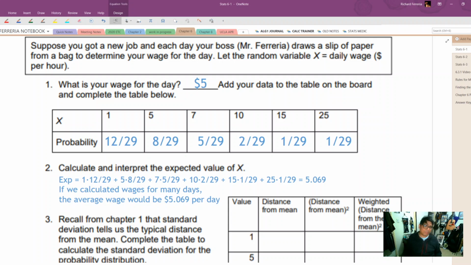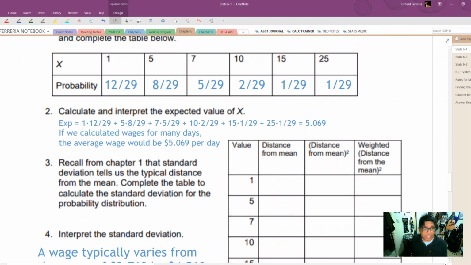Lucky kid. As a little bit of a review, we're going to calculate the expected value of x. So the expected value is the same thing as the mean. You're just going to multiply and add right on down the line, and you get 5.069. That was a little bit of a review from what we did on 6.1 day 2, I think it was. So if we calculated wages for many, many days in this way, the average wage would be $5.069 a day.